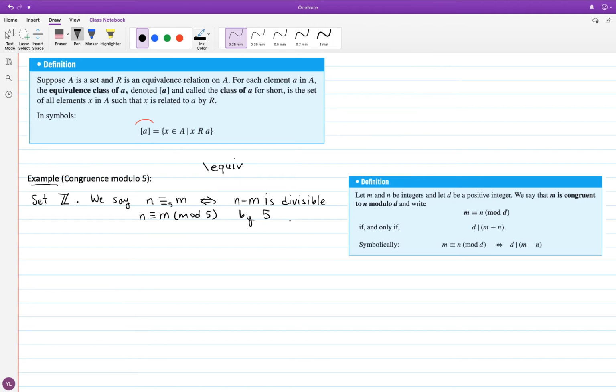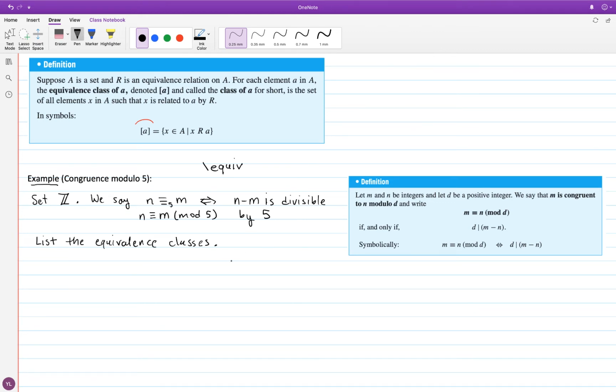Okay, so that is the relation. It was previously proven to be an equivalence relation. Well, the book proved that congruence mod 3 is an equivalence relation, but it goes the same way. What do we want to do? Let's go ahead and list the equivalence classes produced by this relation.